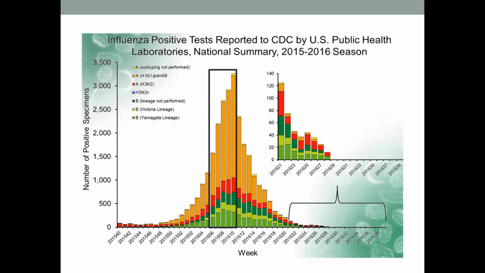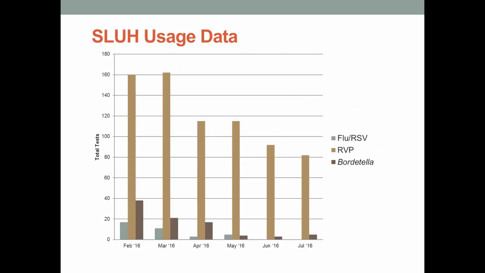And then I'm going to show you how we actually use the VERIGENE test in our hospital during this flu season. So this is our usage data. The first bar is the flu RSV testing. The second bar is the complete panel. And the third bar is Bordetella. We went live in mid-January, so I'm showing you from February through July. And so at initial inspection, it looks like we were going directly to the RVP the majority of the time and not really utilizing that flex advantage.